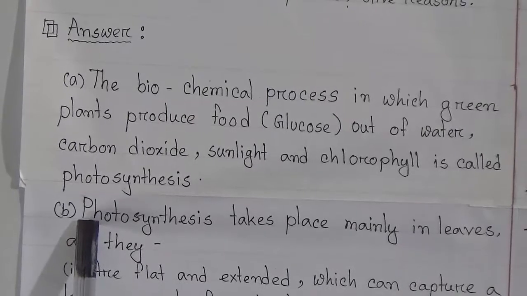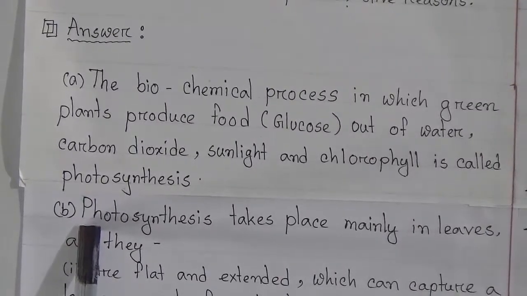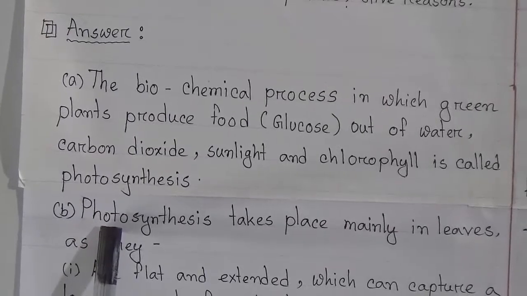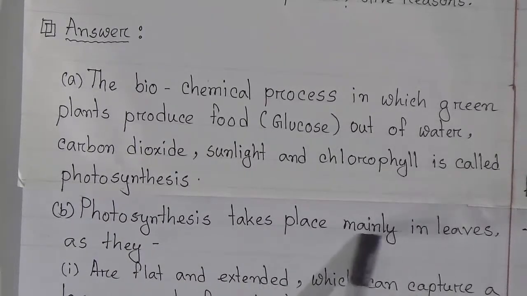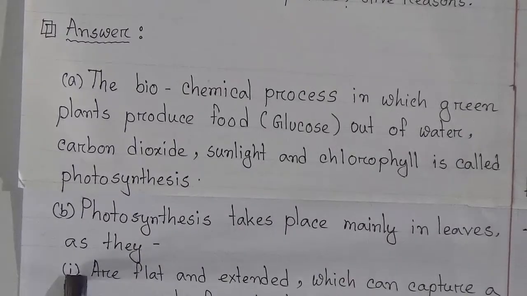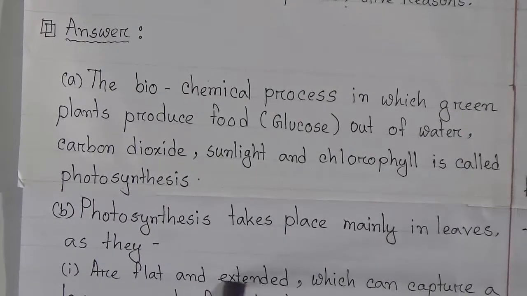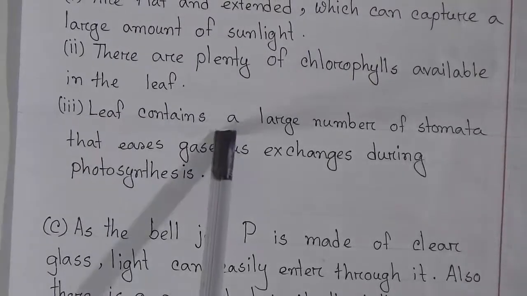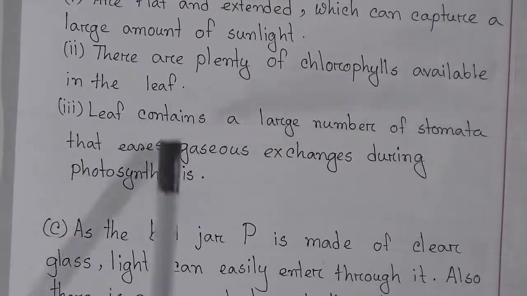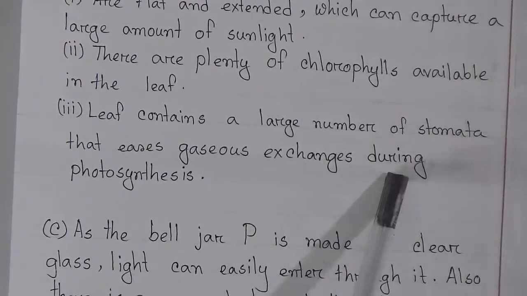Dear students, I have marked this when we discuss this chapter in your main textbook. It is written so nicely, you can write this answer also, or otherwise you can follow the textbook answer also. Photosynthesis takes place mainly in leaves as they, first point, are flat and extended, which can capture a large amount of sunlight. Second point is, there are plenty of chlorophylls available in the leaf. A third point is, leaf contains a large number of stomata for gaseous exchanges during photosynthesis.